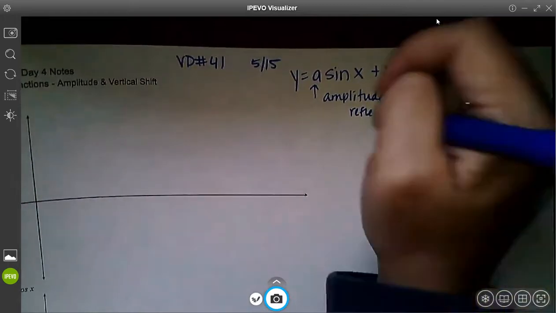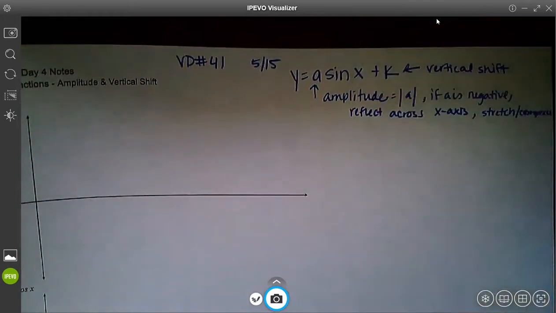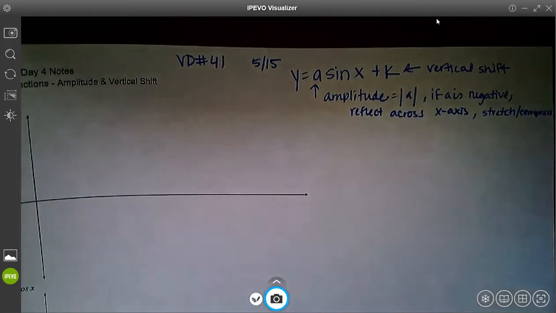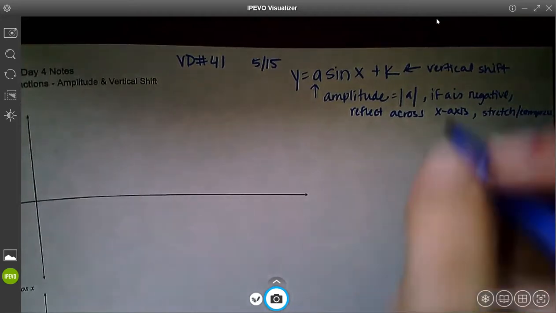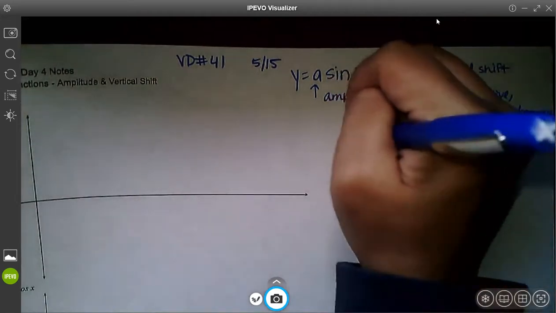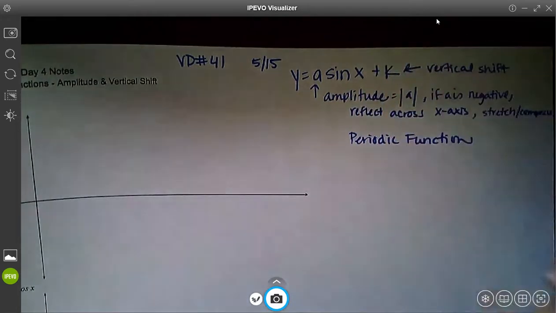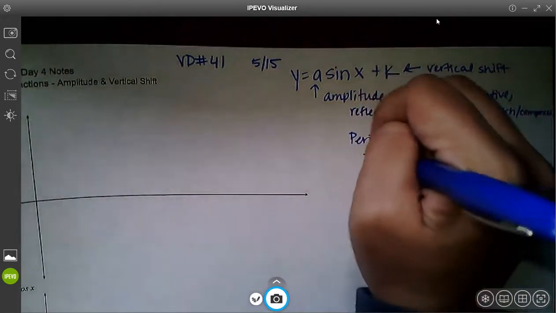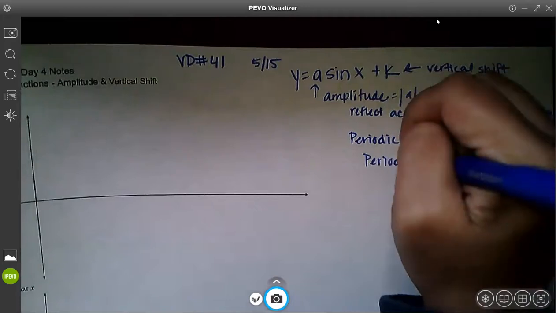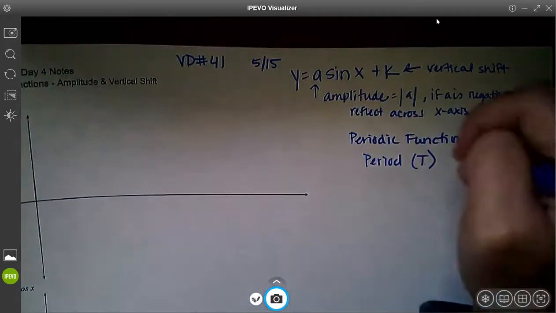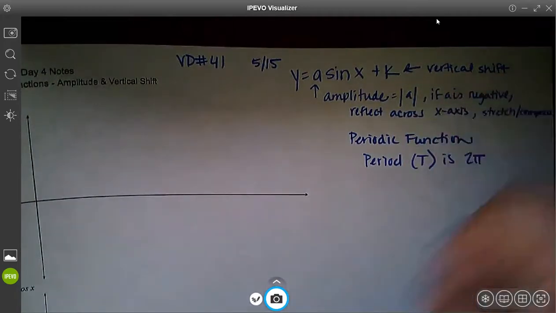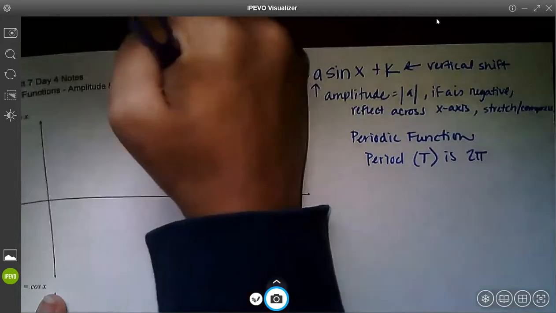The period of these trig functions, like when we were looking at our unit circle, goes around in a circle, it repeats after 360 degrees or 2 pi. So that's called a periodic function. And the period, which has a variable of t, don't ask me why, is always going to be 2 pi. We're going to be looking at this in radians.